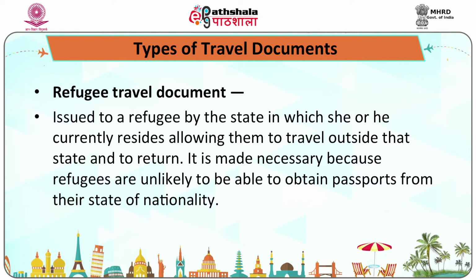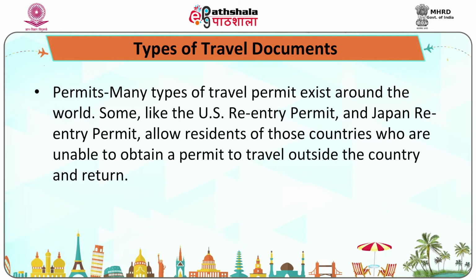Refugee travel document, issued to a refugee by the state in which he or she currently resides, allowing them to travel outside that state and to return. It is made necessary because refugees are unlikely to be able to obtain passports from their state of nationality. Permits. Many types of travel permit exist around the world. Some like the US re-entry permit and Japan re-entry permit allow residents of other countries who are unable to obtain a passport to travel outside the country and return.